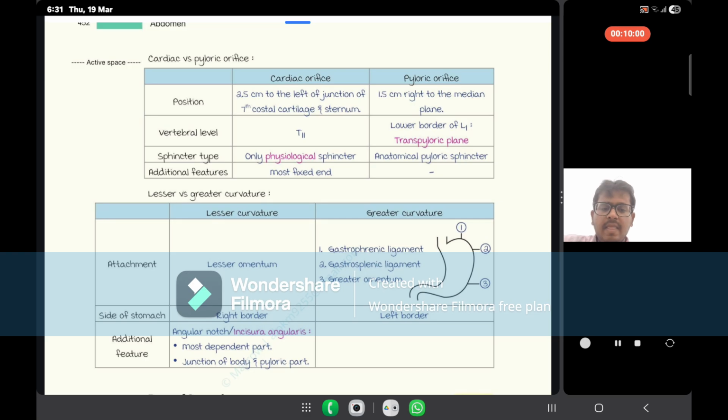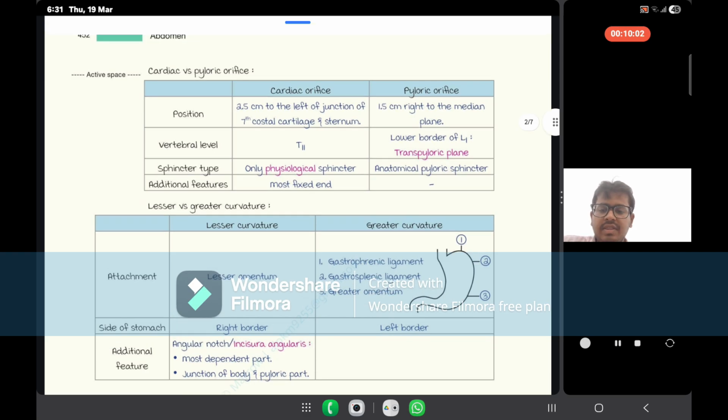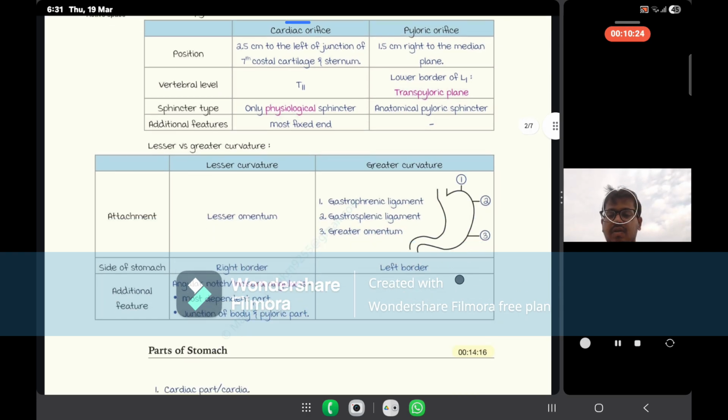Why is it the left border? It is the right border, and in the lower side we see the side of the stomach: stomach right border and stomach left border. Understand what I'm saying: the right border is on the right side, and the other is on the left border.